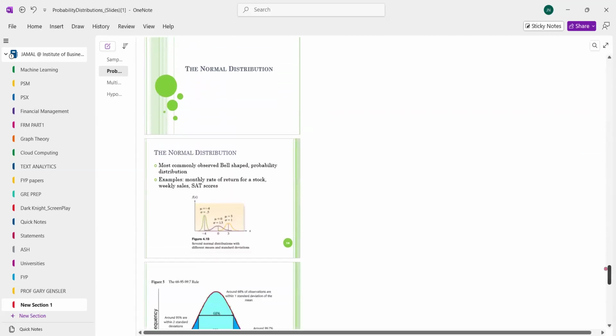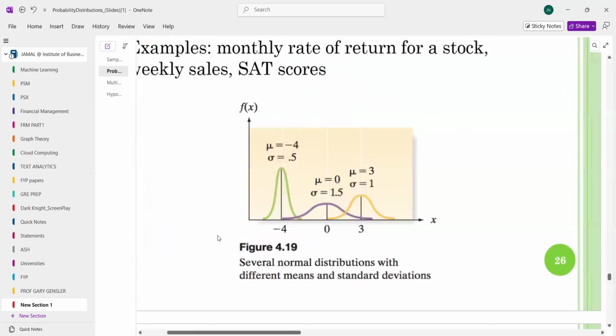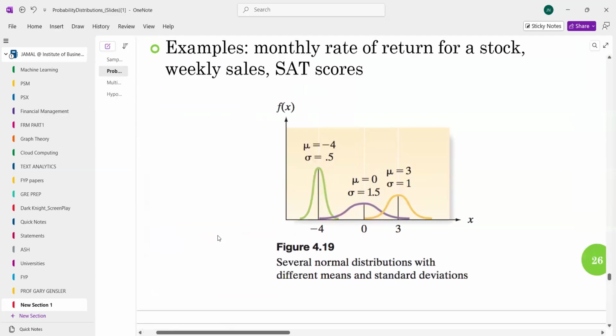I have already explained the normal distribution. So just look at what the slide is about. You can see you have three distributions, the green one, the purple one, and the yellow one. All are symmetrical about a certain mean. For example, if you take the green one, here the mean is -4.